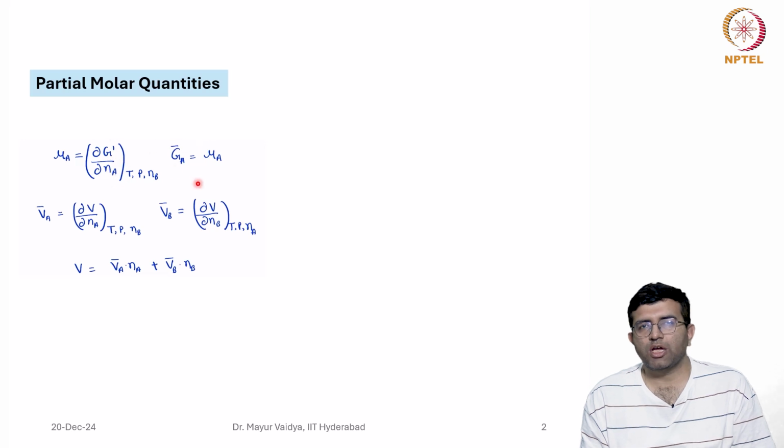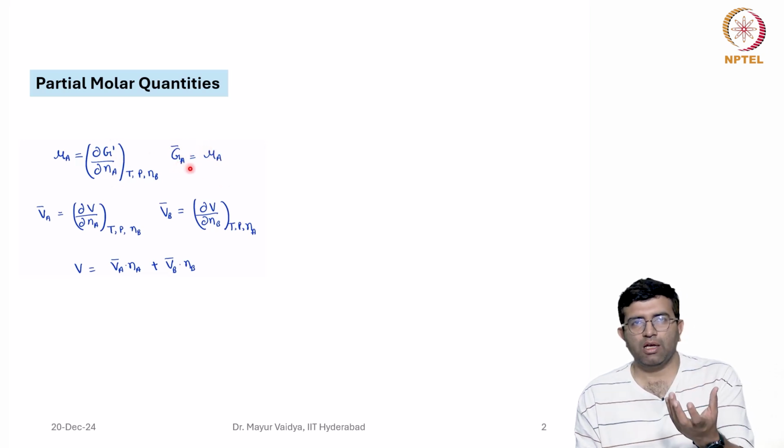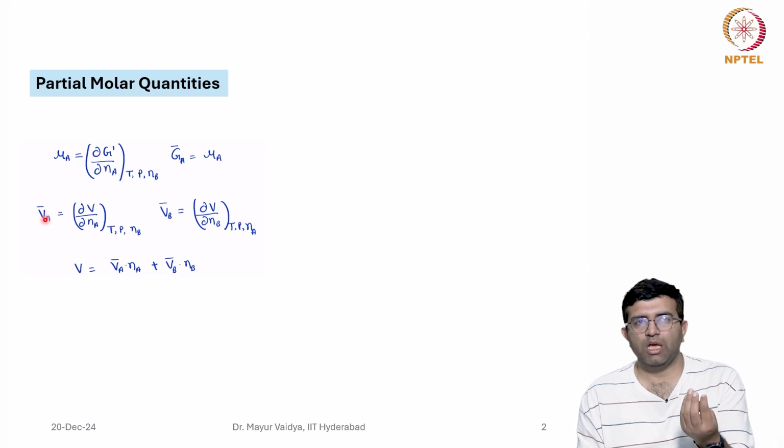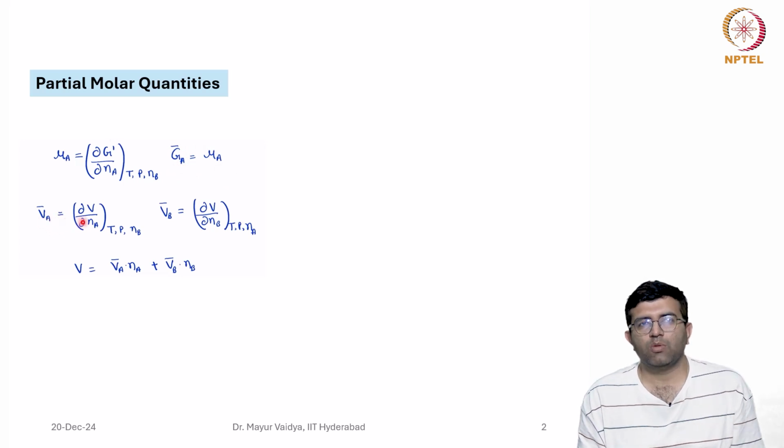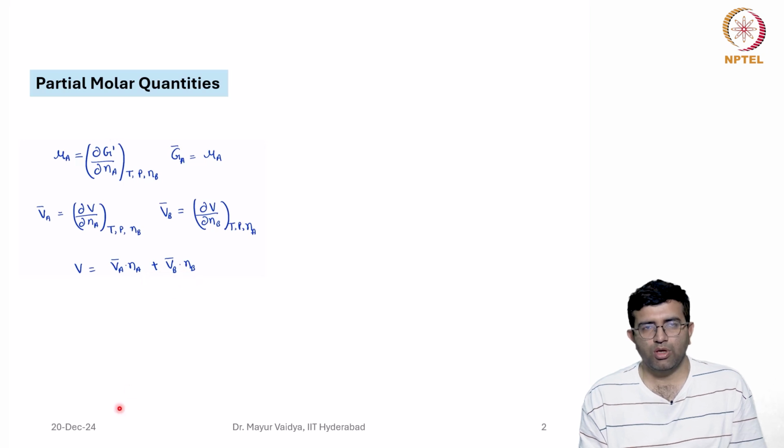Similarly, you can define partial molar quantities for anything. For example, you have Va bar, which is the volume, equal to dou V by dou Na at constant temperature, pressure and Nb. Similarly, Vb bar also. So, the overall total volume can be written as Va bar into Na plus Vb bar into Nb. That means the partial molar volume of A multiplied by the number of moles of A plus the partial molar volume of B multiplied by the number of moles of B.